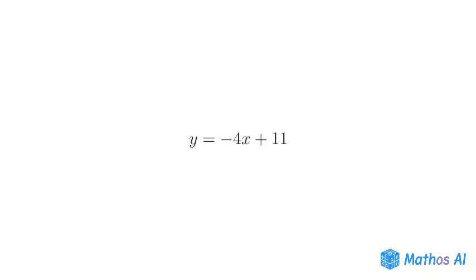Finally, to get our equation into the familiar y equals mx plus b form, we simply subtract 1 from both sides. And there you have it. The equation of our line is y equals -4x plus 11.